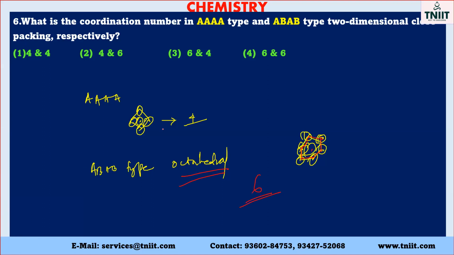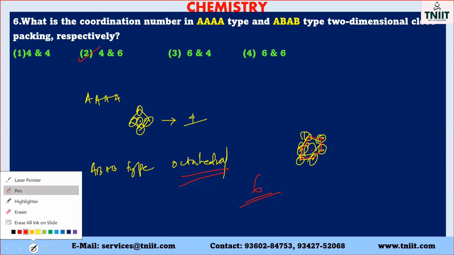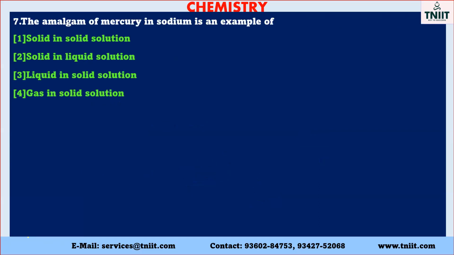So therefore, the correct answer is option B, 4 and 6. By chance, if you write 6 and 4, it is also wrong. It is 4 and 6. First one is a tetrahedral void. The second one is an octahedral void.